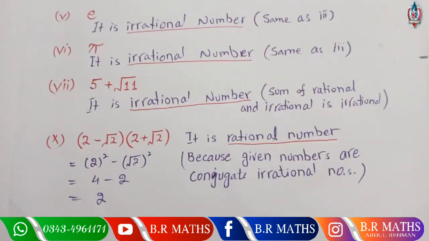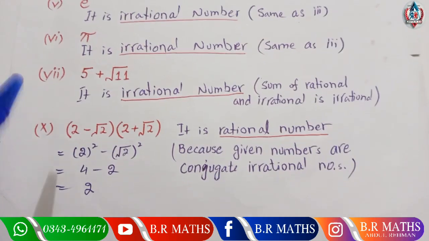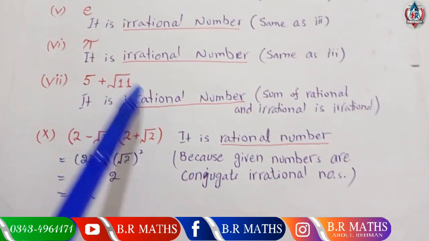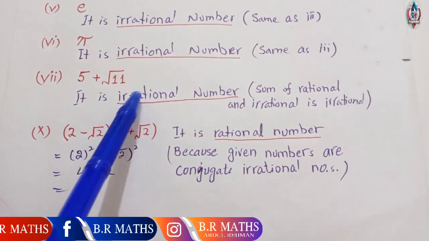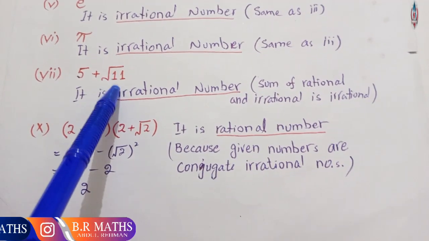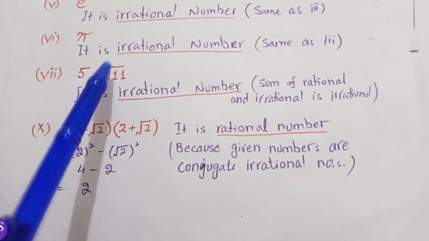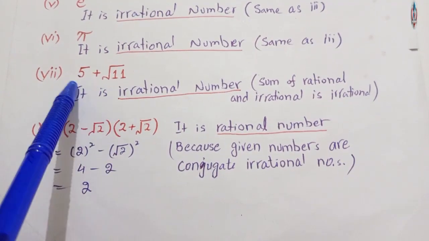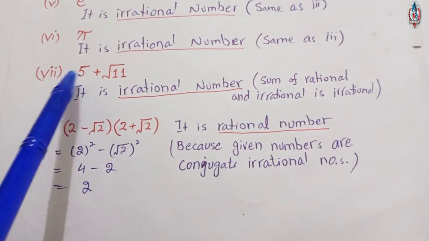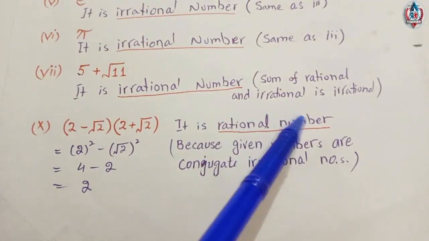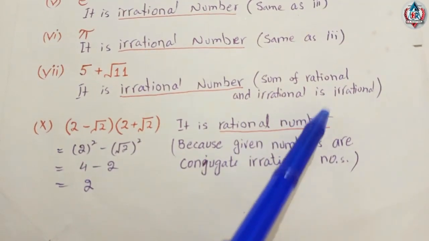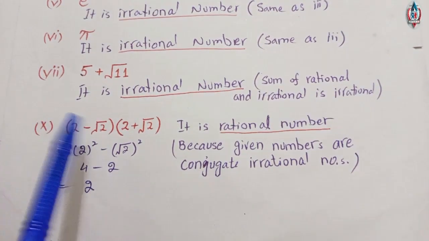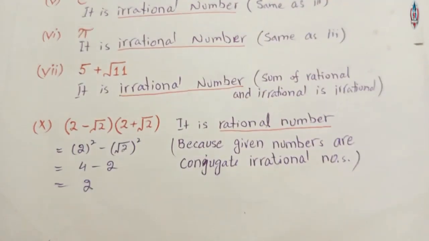Next, 5 plus square root 11. This is also an irrational number because according to the property, the square root of a prime number is irrational, and 11 is a prime number. And 5 is rational, but the sum of a rational and an irrational number is irrational. So the result is an irrational number.